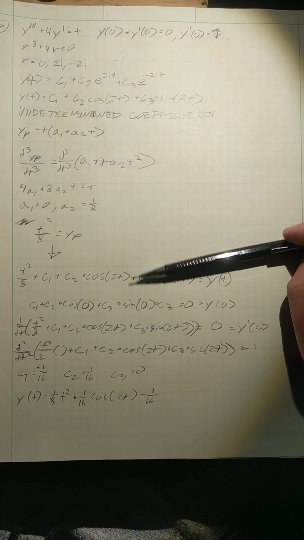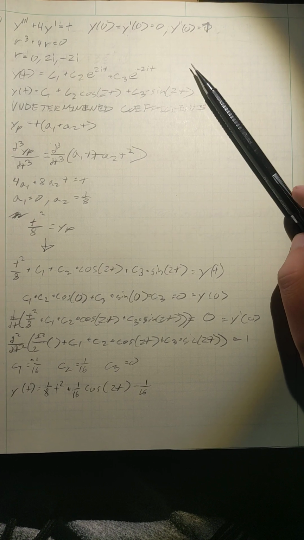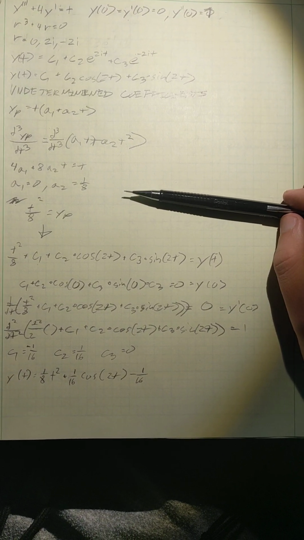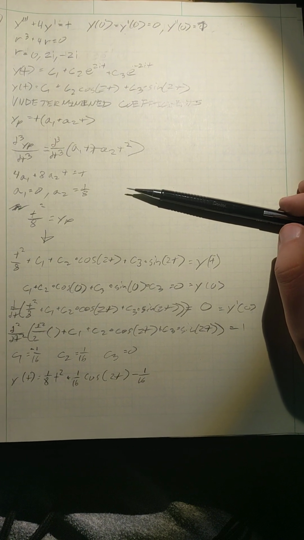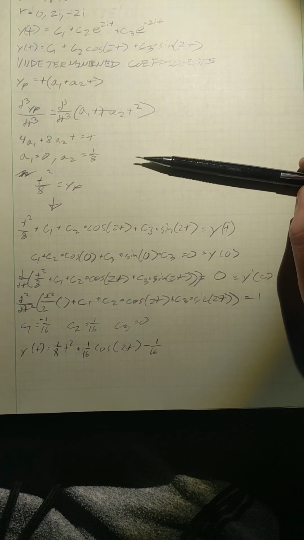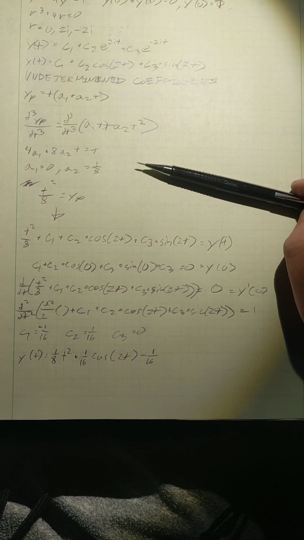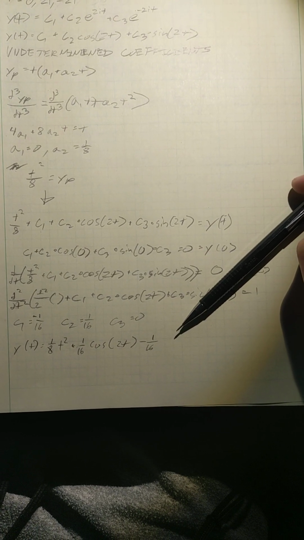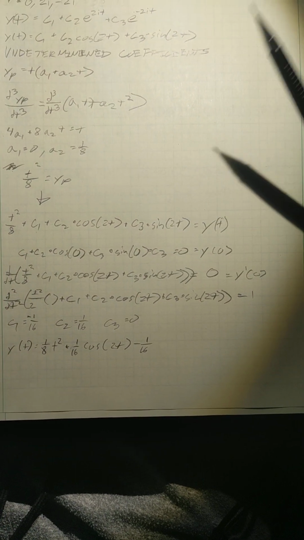Then we just substitute y of p back into our general solution that we solved for, and in order to solve for C1, C2, and C3, we just find the first, second, and third derivative, substitute, and then just solve that system of equations to get C1 of -1/16, a C2 of 1/16, and a C3 of 0. You can see our final solution is 1/8 times t squared plus 1/16 cosine 2t minus 1/16.